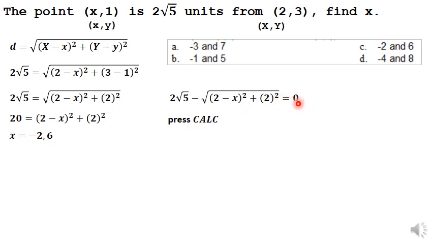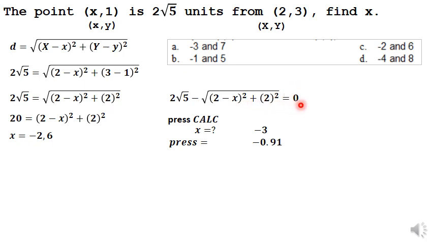So you can now enter this expression, except the 0, in your calculator. After entering 2 square root of 5 minus square root of (2 minus x) squared plus 2 squared, without the equal 0, press calc. The calculator will ask for the value of x to be substituted. Now we'll check if it is A, meaning we want to test if A is the correct answer. So if x is -3, then we will evaluate this expression. Substituting -3 using the calc function, press equal, and the result is -0.91.